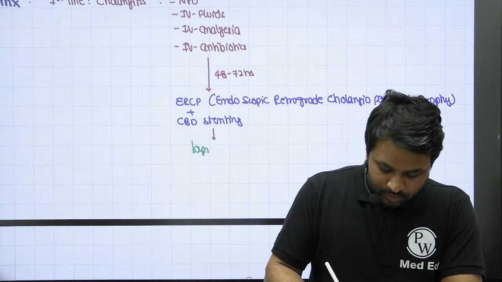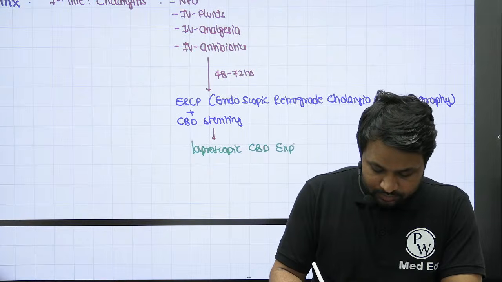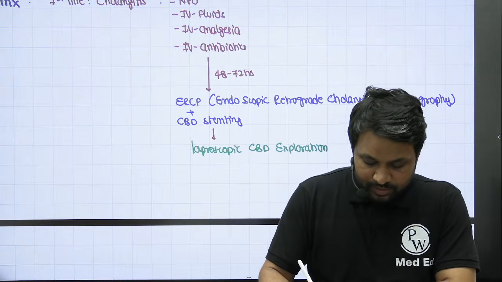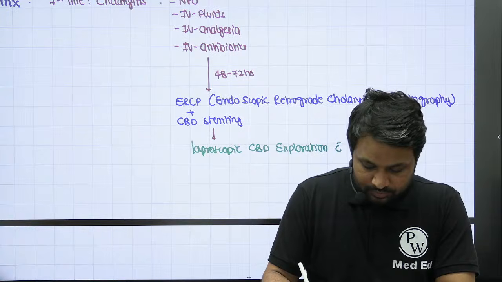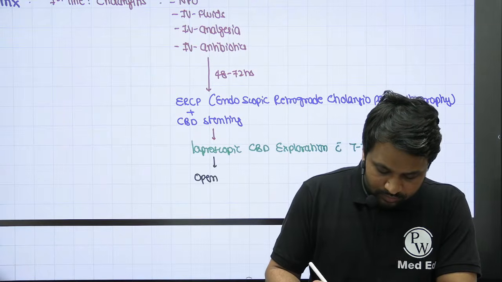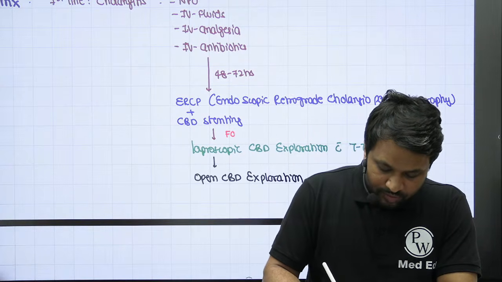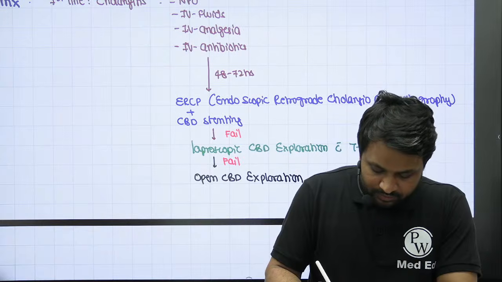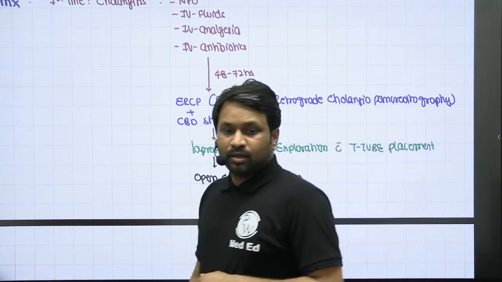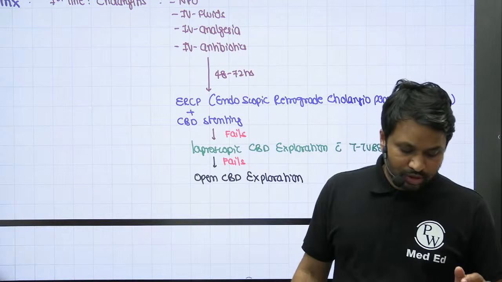That is laparoscopic CBD exploration with T-tube placement. If laparoscopic fails, then open CBD exploration. So these are the steps you need to know if the primary plan fails, right? This is how you're going to manage your patients of cholangitis. Okay?